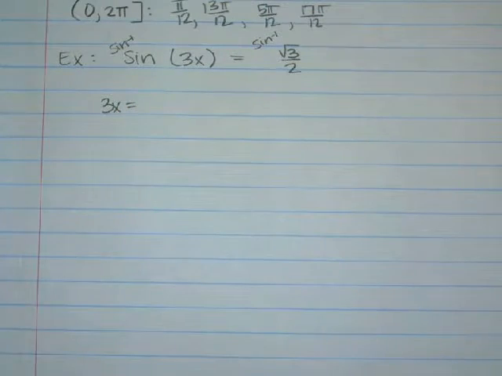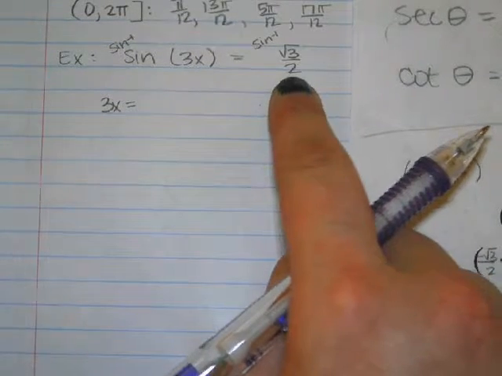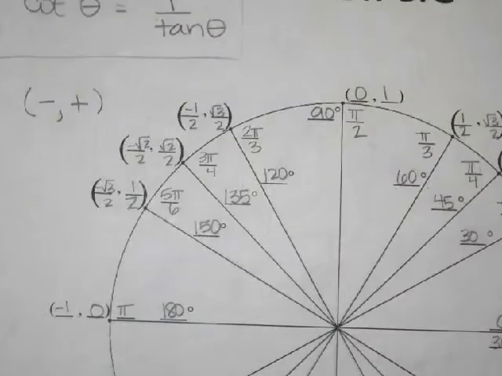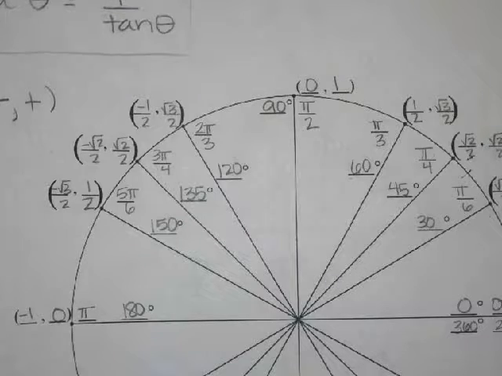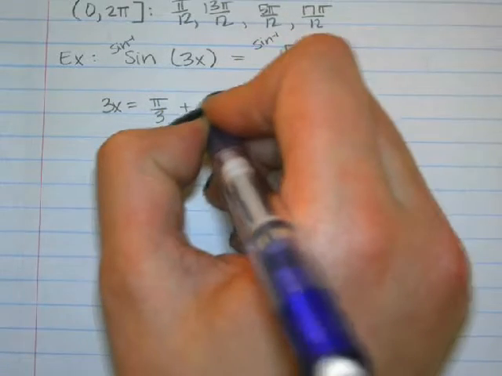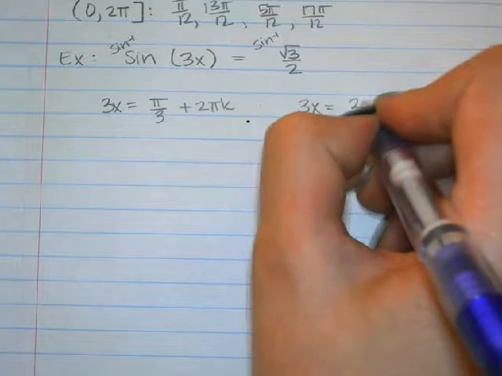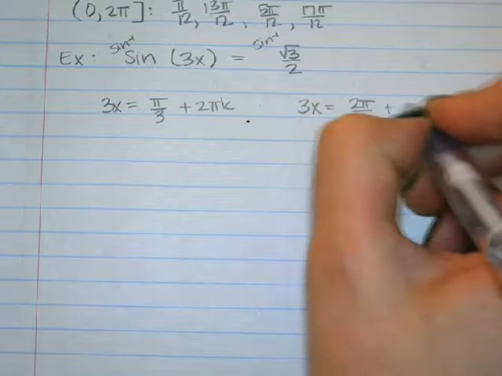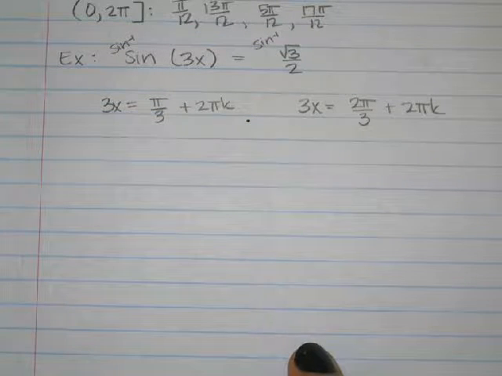I should really be picking up my unit circle, right? I'm looking at my unit circle. So I'm saying where on my unit circle do I have a y coordinate of root 3 over 2? Pi thirds and 2 pi thirds. Okay, so on my paper I'm going to write 3x equals pi thirds plus 2 pi k. 3x equals 2 pi thirds plus 2 pi k.